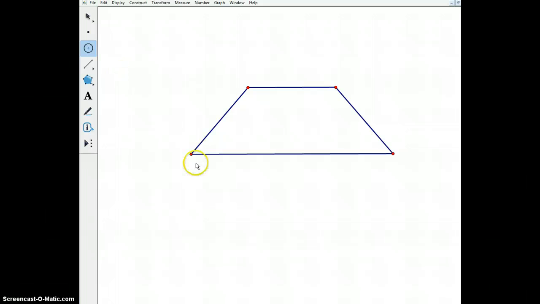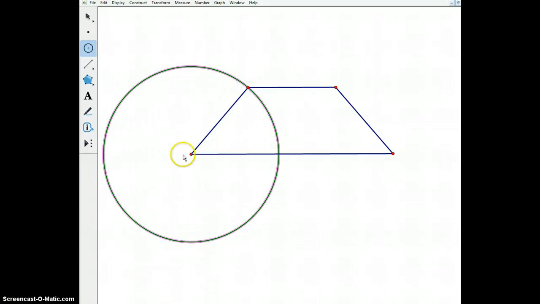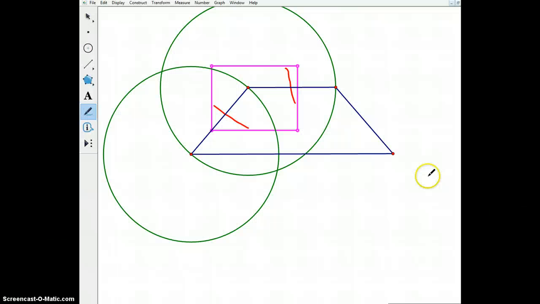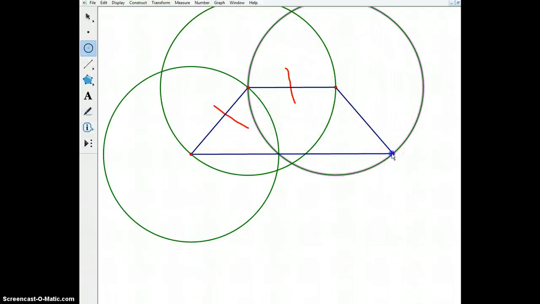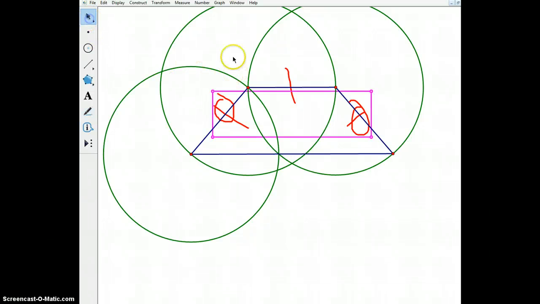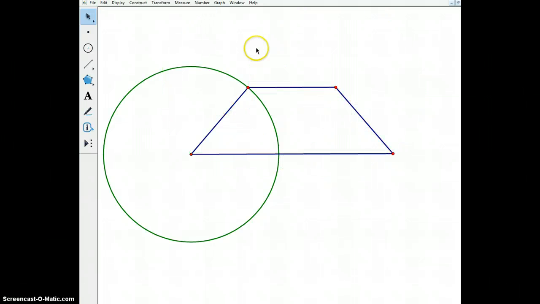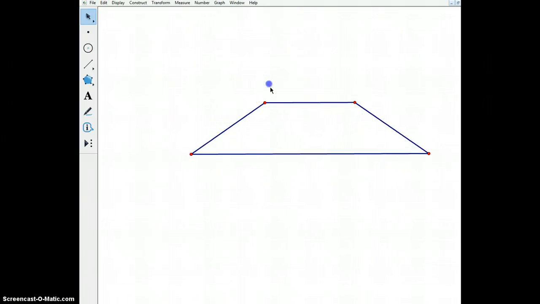Well, how do we find out if they're the same length? Using circles, we can see that this length is equal to the radius of these two circles, so these two are equal. And if we look at this circle, we notice that this length and this length are equal, so therefore this length and this length are both equal. So it's an isosceles trapezoid.